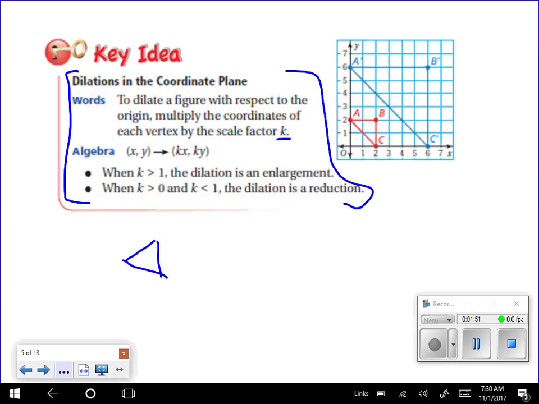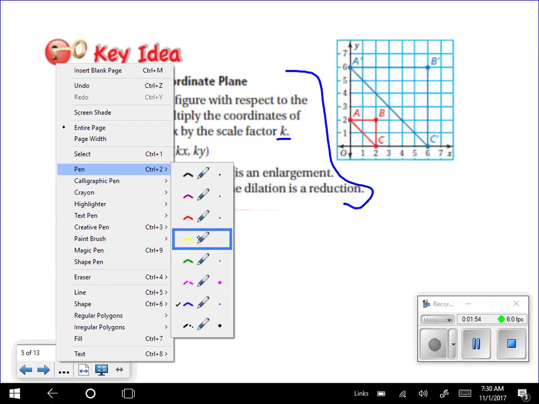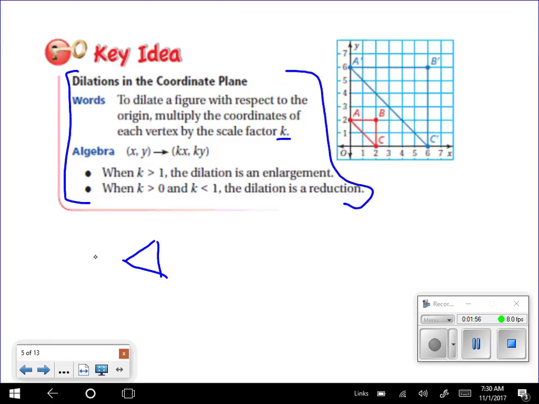What you probably saw in your activity is that from the blue triangle to the red triangle, the points were being multiplied by 3. Each point was multiplied by 3. So that tells you something. Each of those points was dilated by a scale factor of 3. This tells you when k is greater than 1, the dilation is an enlargement. So in the case that you just looked at, the blue triangle was made bigger by the scale factor.